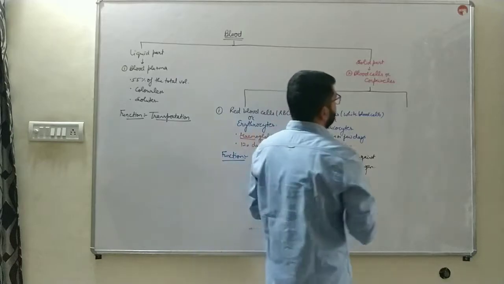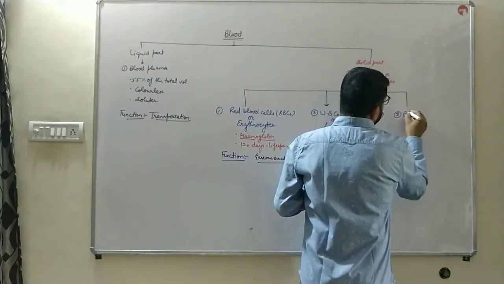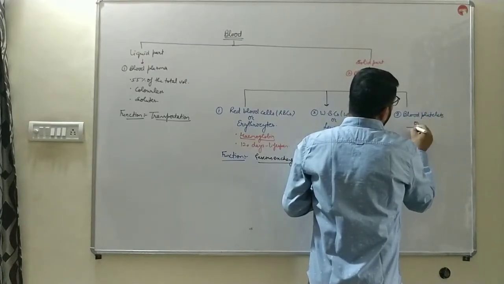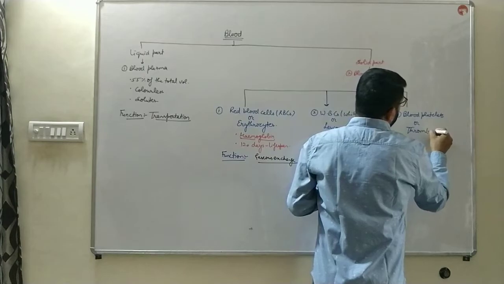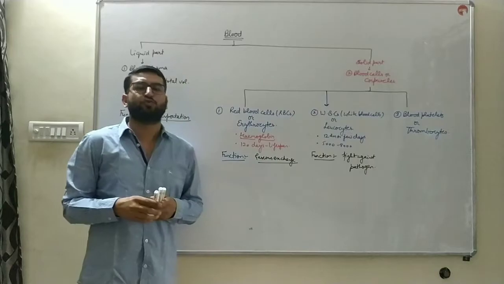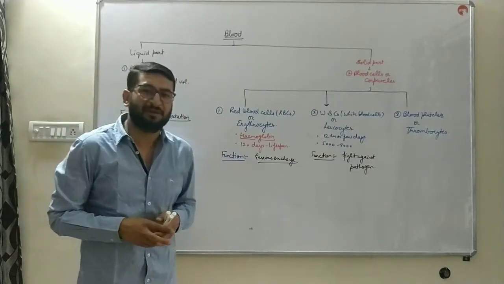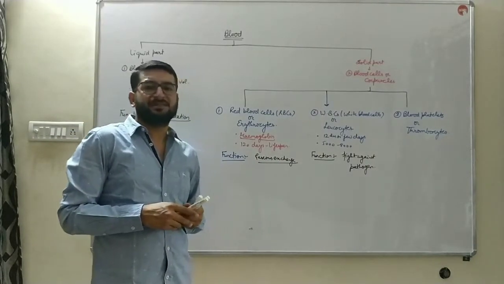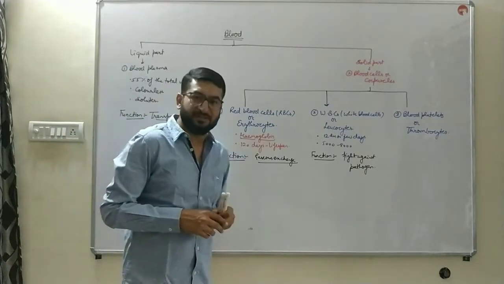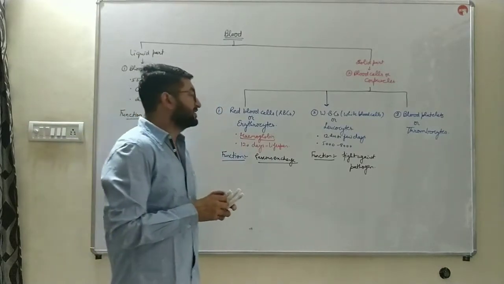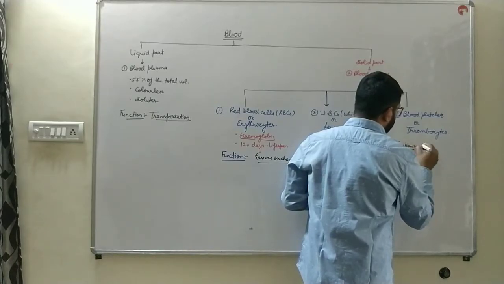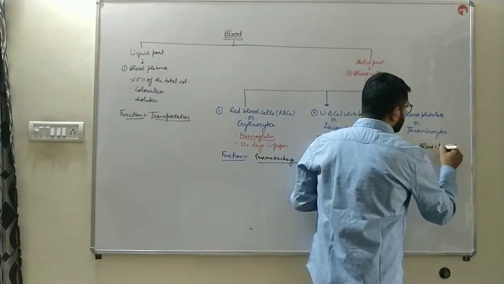The next is blood platelets or thrombocytes. They are approximately 1.5 to 2.5 lakh per millimeter cube of blood. Their lifespan is approximately 40 days. These are irregular shaped cells. Blood platelets perform the function of blood clotting or blood coagulation.